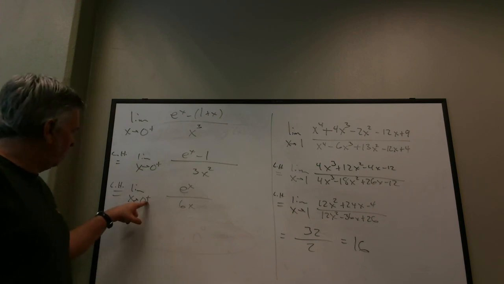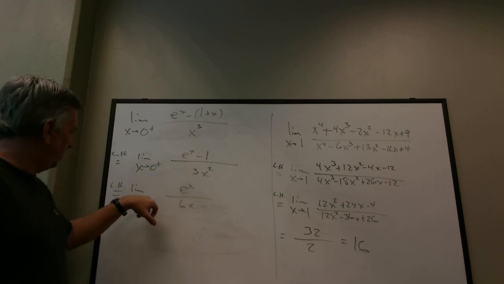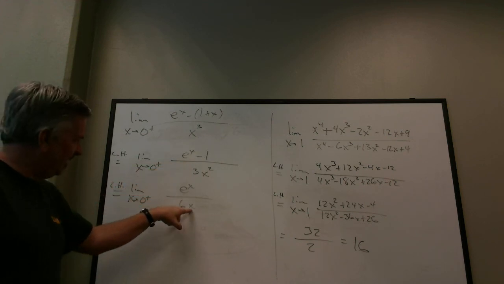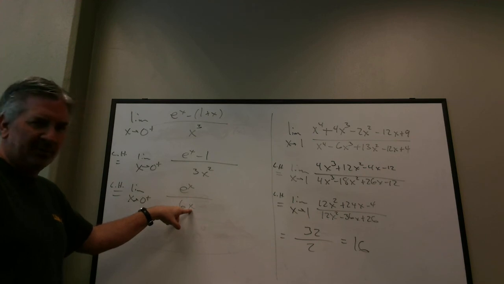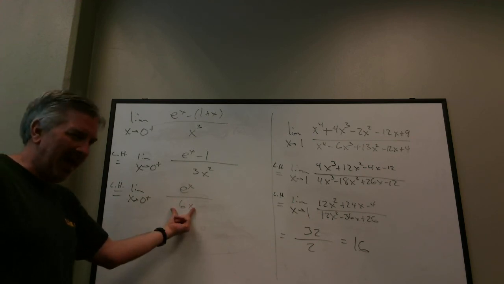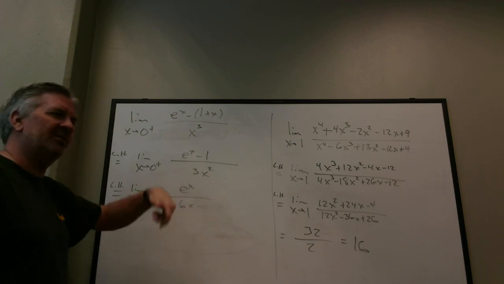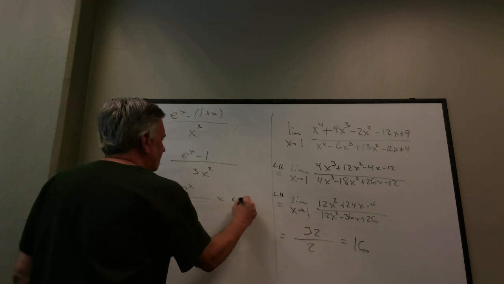When x gets close to 0, e to the x is getting close to 1. When x approaches 0 from the right, you're plugging in tiny, tiny, tiny positive numbers, 0.00001. The denominator is tiny, but positive. So you have 1 divided by a tiny, tiny positive number. That's going to get huge. So the answer is infinity.